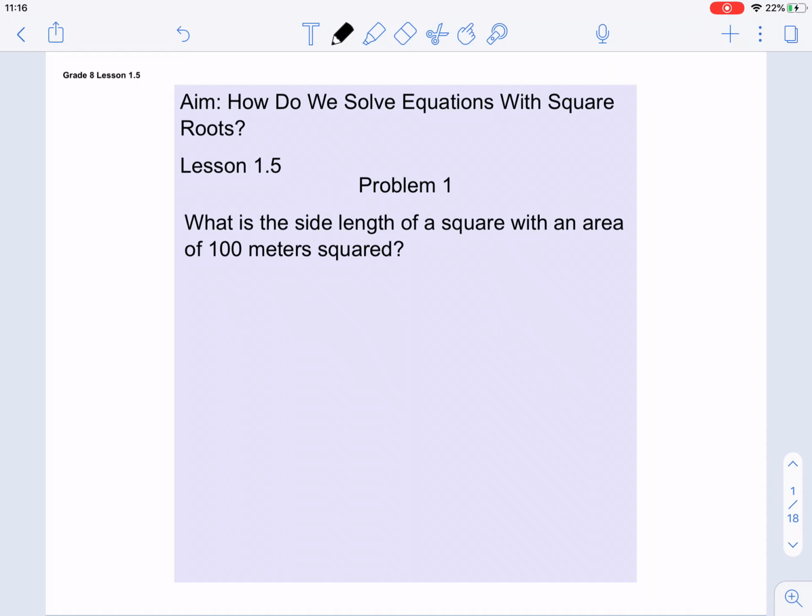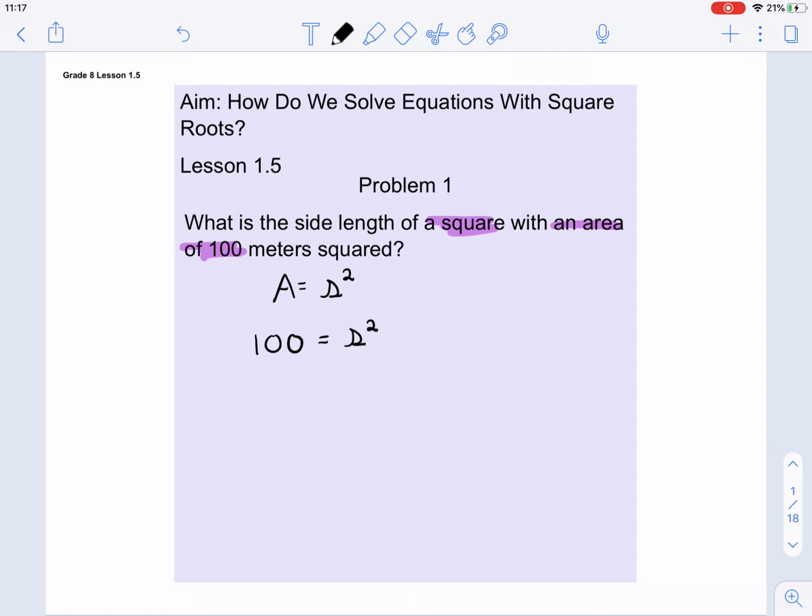When we're reading this problem, we see that we are told it has an area of 100 meters squared and that we are dealing with a square. So I'm going to start by writing my area formula for a square, which is area equals side squared. Now I'm going to plug in all the information that I know. I know that the area is 100, so I have 100 equals side squared.